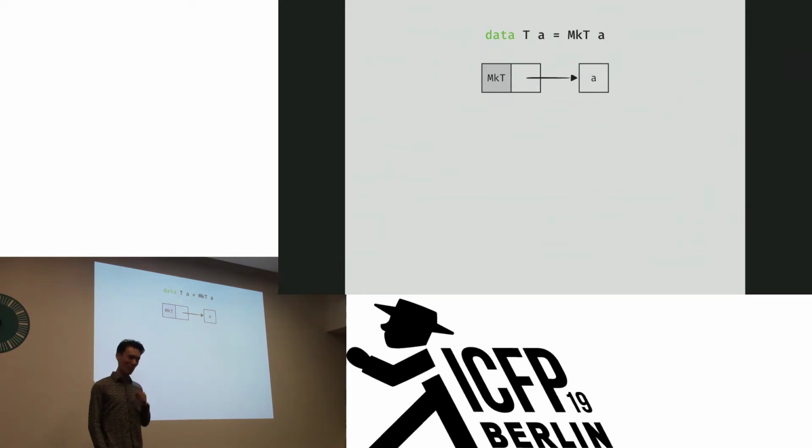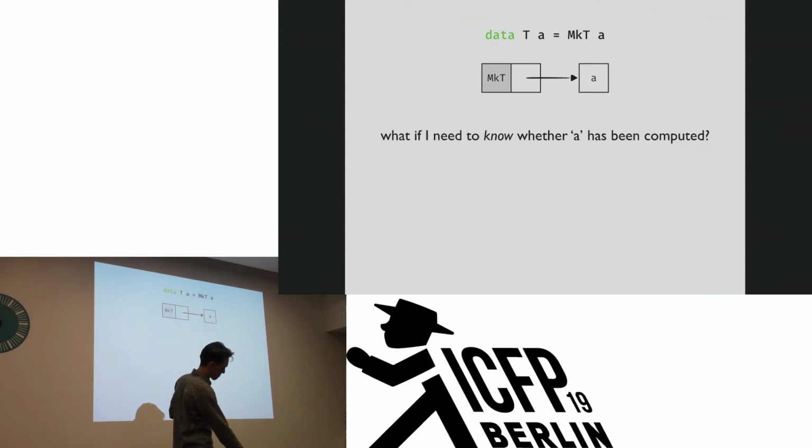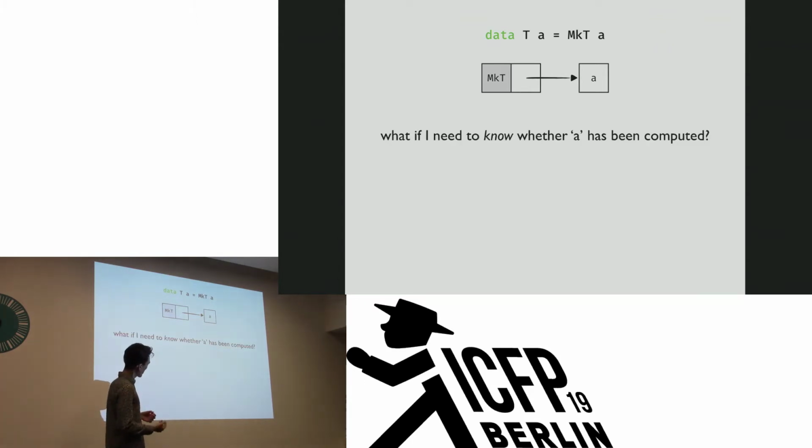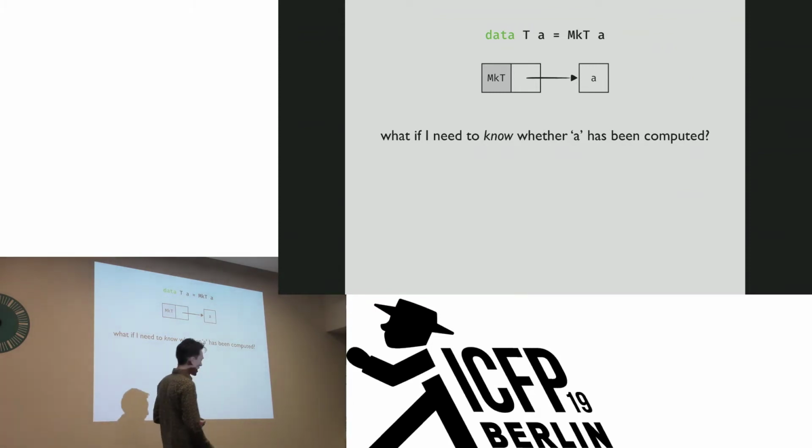Here's another example. Let's say I have this polymorphic data type. So what happens if I want to know whether or not this value has been computed? How do I do that in Haskell? Now, Haskell is a lazy language, and it's only going to evaluate this A when it's actually demanded. Right? But how do I know that? How can I test, has this been evaluated yet or not?